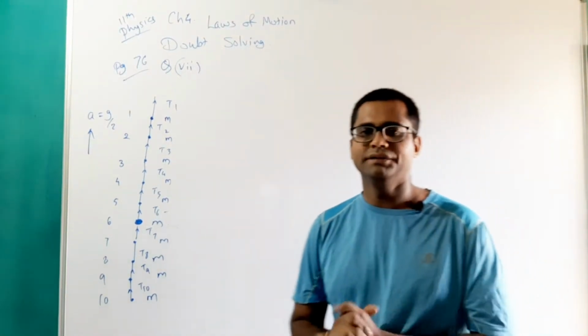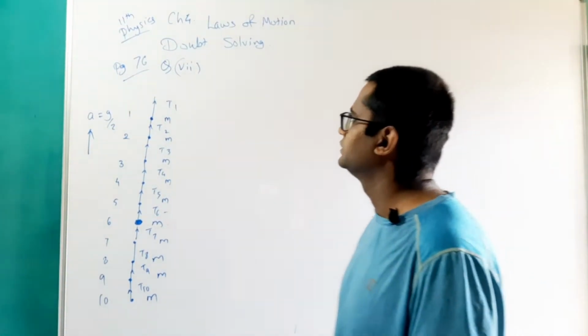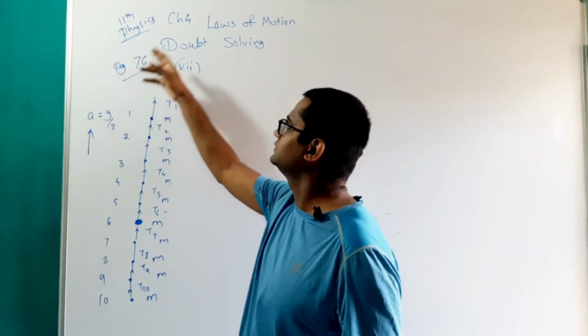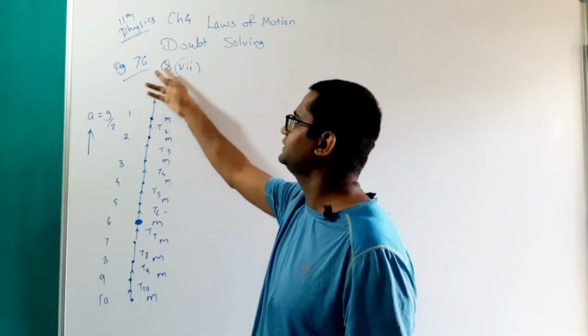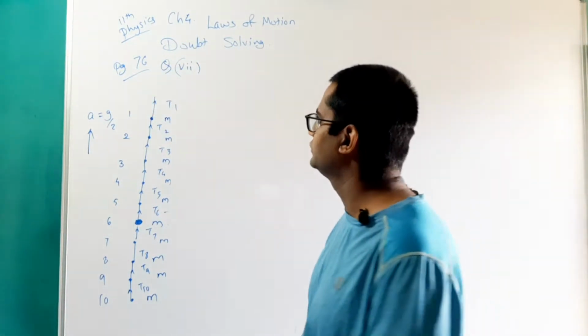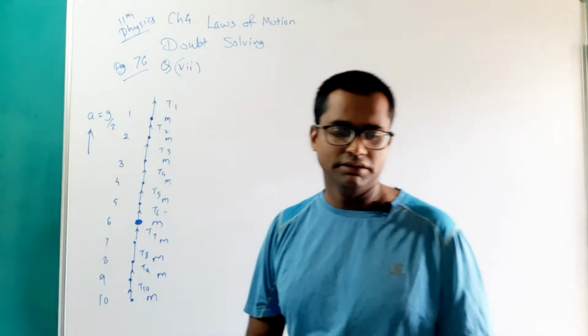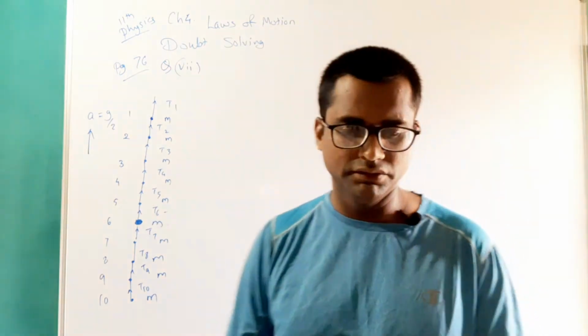Hello everyone, in today's video we will be discussing a numerical question from our textbook exercise. It is in chapter number 4, laws of motion, page number 76, and it's a doubt question from one of our students. It is question number 7. Let me read the question first. It is there on your screen.